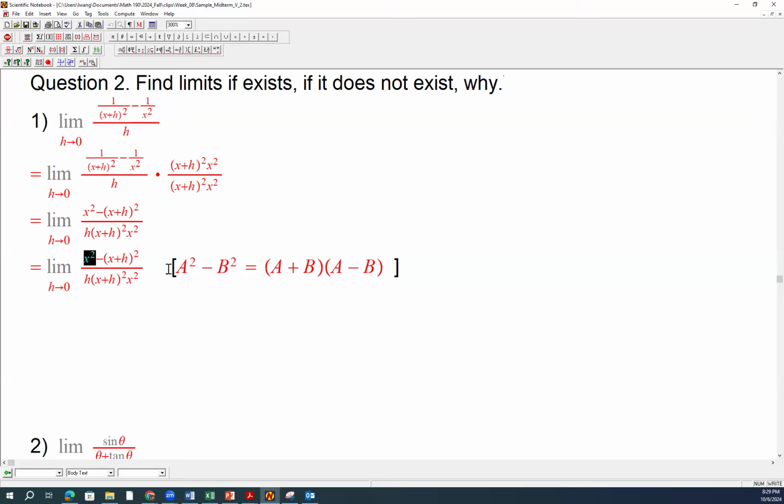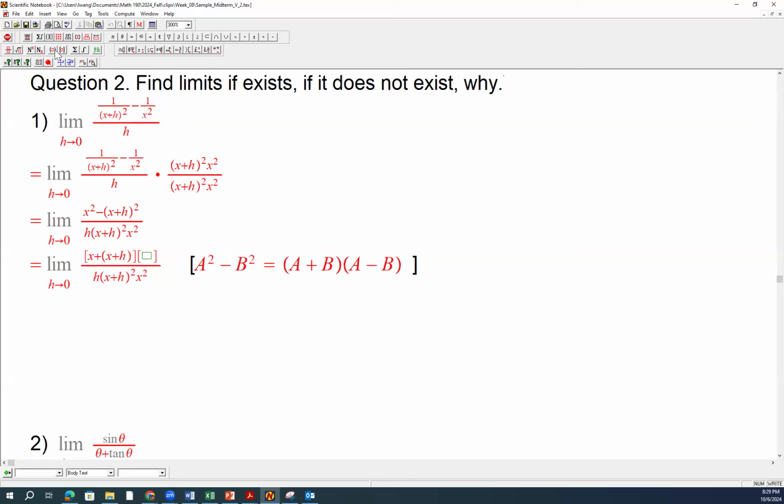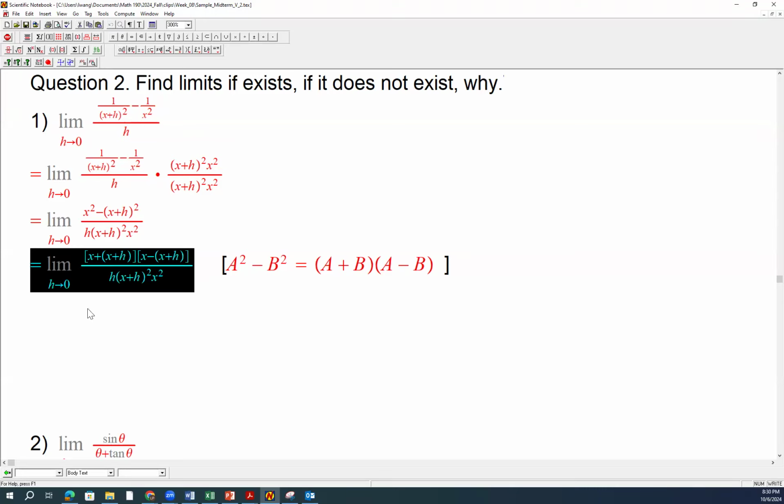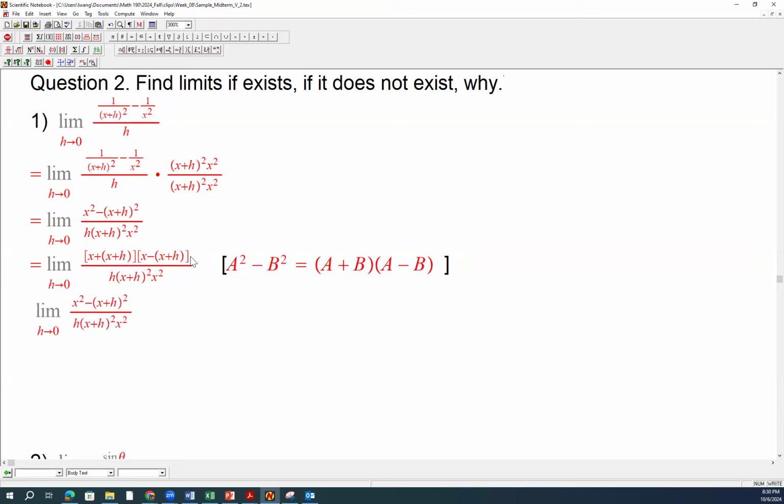So we have a squared, b squared. Our b is x plus h. So when we factor this, we got x plus h multiplied by x minus (x plus h). So we factor it as such. After this factoring, we've got to simplify it. We're going to simplify these two brackets.